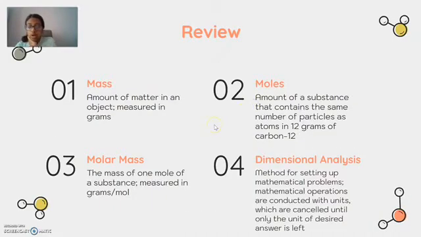So a little bit of review. These are four terms that you should be familiar with by now. Mass is the amount of matter in an object. It is measured in grams. Moles is the amount of a substance that contains the same number of particles as atoms in 12 grams of carbon-12. Molar mass is the mass of 1 mole of a substance. It is measured in grams per mole. And dimensional analysis is a method for setting up mathematical problems. Mathematical operations are conducted with units, which are cancelled until only the unit of the desired answer is left. And we're going to be using a lot of that today.